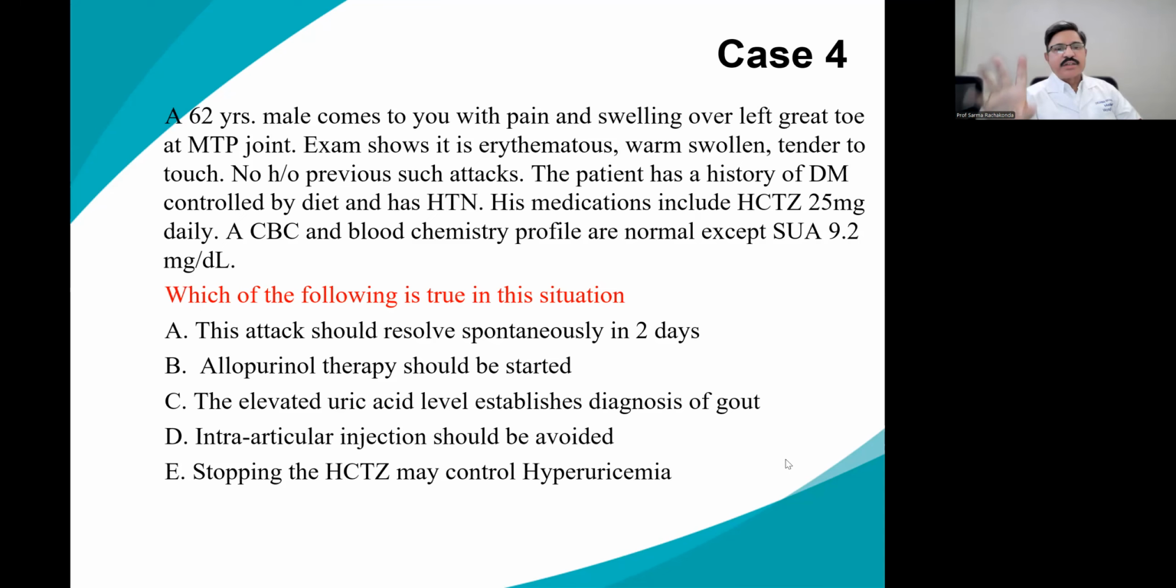In this case, thiazide can be replaced. This attack should resolve spontaneously in 2 days. That means, you allow the fellow to suffer. Allopurinol should be started? No. Elevated uric acid alone is not sufficient. You must have so many other things. Intra-articular injection should be avoided? In fact, if possible, you can give it, nothing wrong. It need not be avoided because it kills the pain immediately. Stopping hydrochlorothiazide may control hyperuricemia.